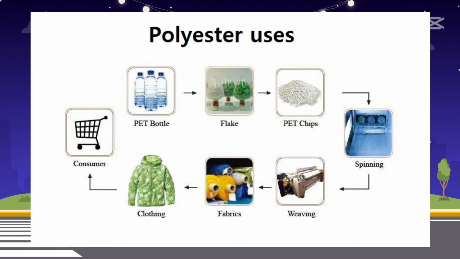So some examples of polyesters, we have the PET bottles, or plastic bottles. That's polyester. The same polyester that you have in your clothing is the same polyester that you drink from. However, based on the type of pressure and temperature that these are made under, we're going to get different textures from our polyester products. We also have polyester chips. We have some flakes. We use it for spinning, weaving, fabrics, etc.